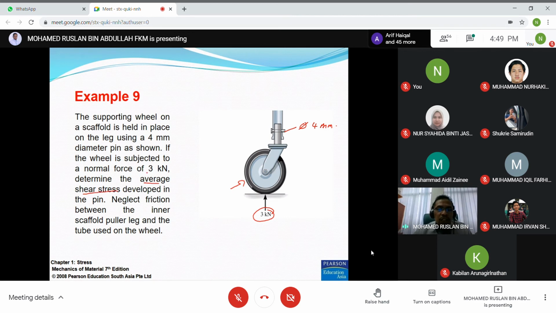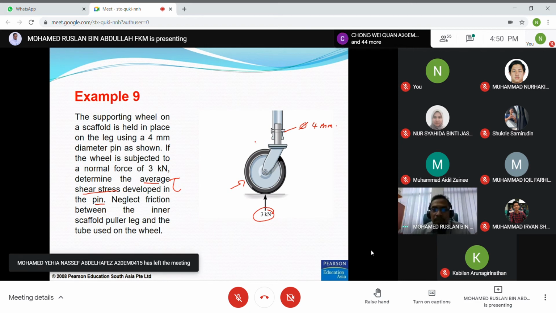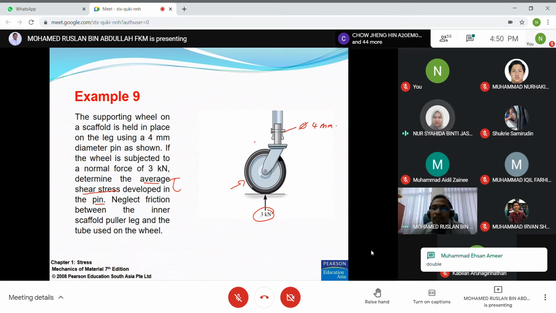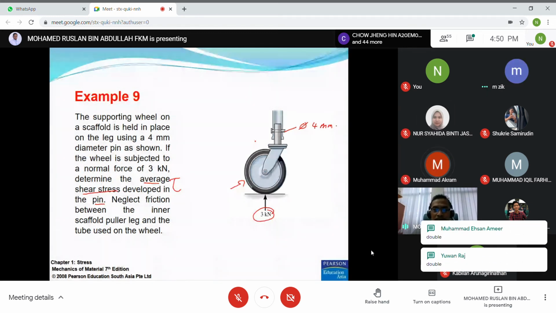Average shear stress is tau, developed in pin A. So we want to determine what is the shear stress in this pin. So from this diagram, is the pin single shear or double shear? Anyone to answer my question? Is the system single or double shear? Double.